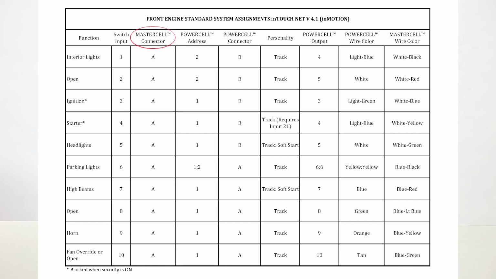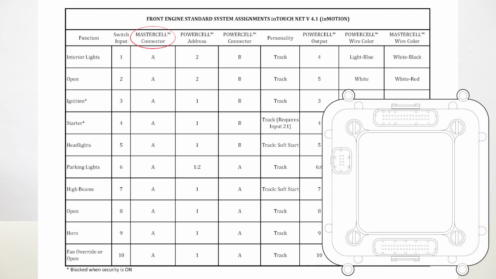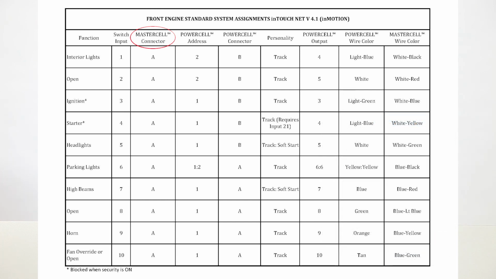The next column is the master cell connector. On the master cell, there are two connectors. The A connector is above the screen, and the B connector is below. And the overwhelming majority of all the inputs in your system are going to come off the A connector, or the connector above the screen. So when I look at the ignition, that's input number 3, which is assigned to connector A on the master cell.